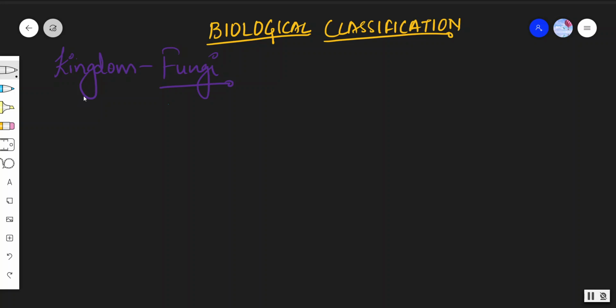So today we are going to discuss kingdom fungi, of the chapter biological classification. We have already discussed its introduction, Kingdom Monera, then Kingdom Protista, and now we are discussing Kingdom Fungi.